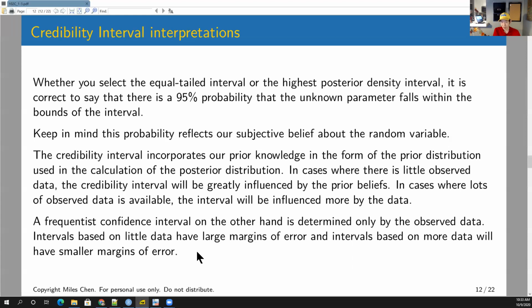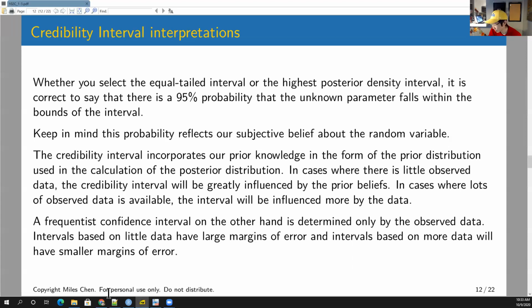And so that's a core and central difference between Bayesian statistics and frequentist statistics. Frequentists will say, let's look only at the data, and Bayesians will say, it doesn't make sense to look only at the data. We know stuff, and we should be able to factor in our prior knowledge somehow.